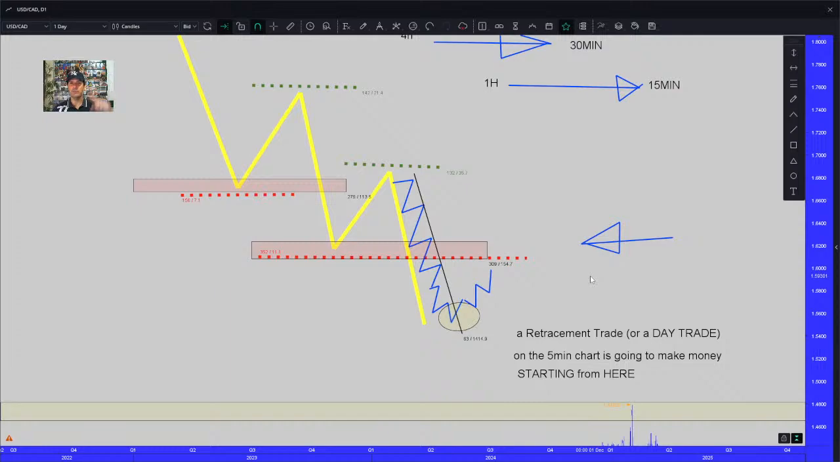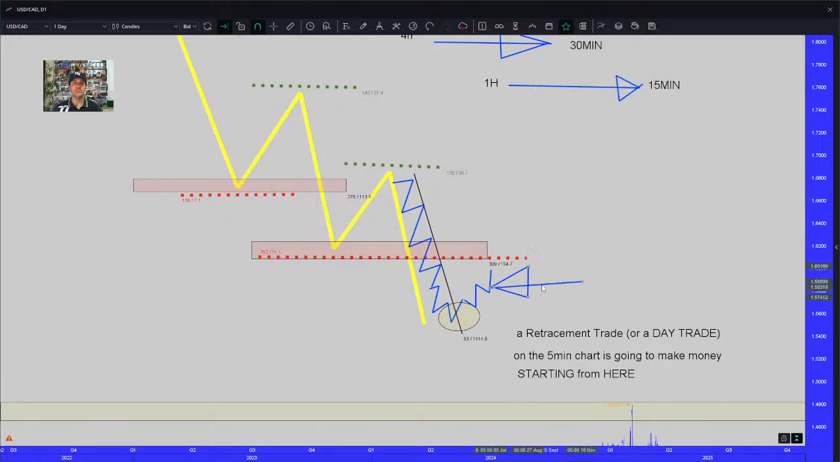Who is smart enough to type in the chat why? Why is that? Talking about retracement trading or day trading, intraday trading, money is being made down in here. This would be the entry.